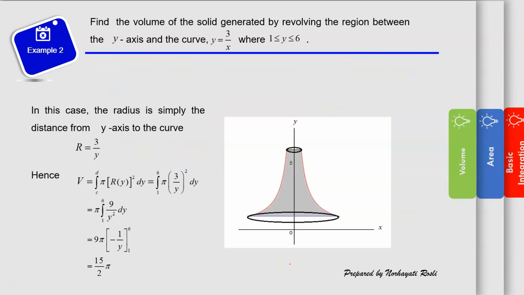What I did here, first we need to write our function in terms of y, and then we substitute here, and you have to substitute the limits which are given in the question, 1 to 6. Then you integrate this function, and then you will get the final answer, 45 over 6, which is equal to 15 over 2 pi.